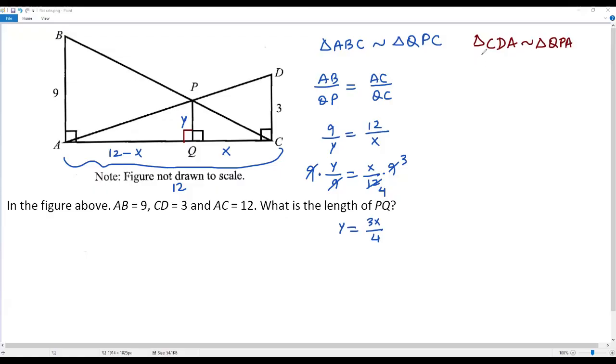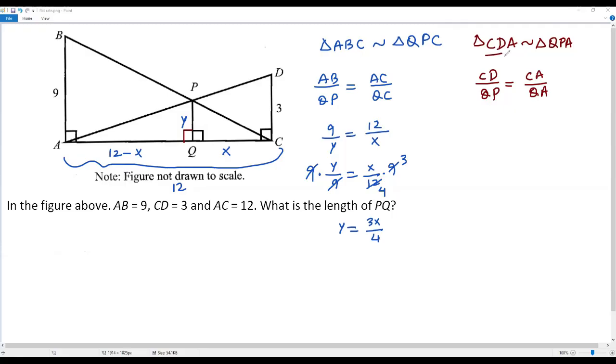And the same thing, since two triangles are similar, the corresponding sides must be proportional. Let me take the side CD from the first triangle. The corresponding side is QP. Let me write over here. Now let me take the side CA from the first triangle, and the corresponding side in the second triangle is QA. Okay, here you may notice one thing.